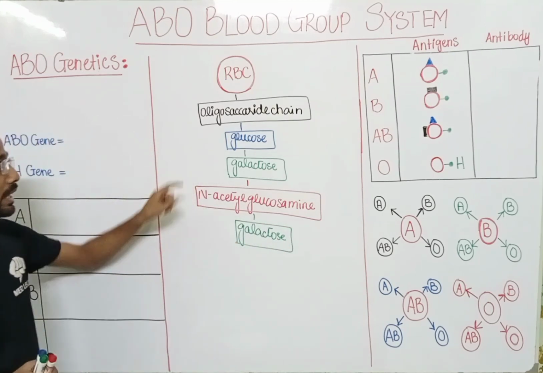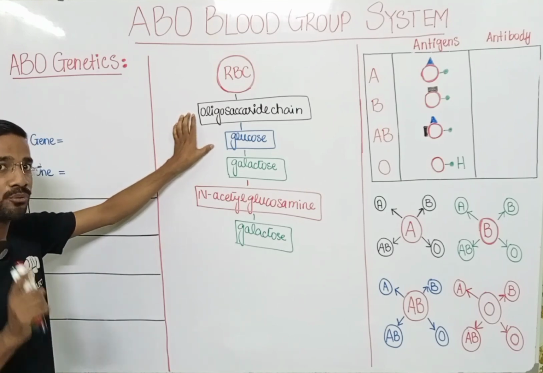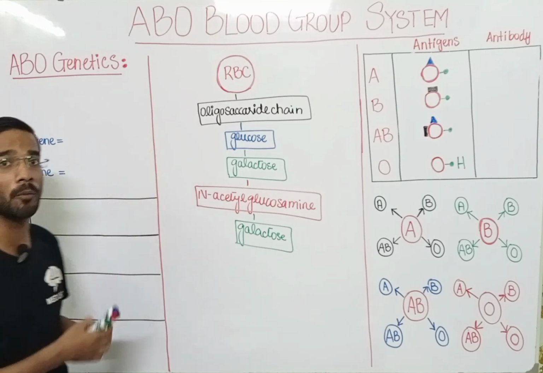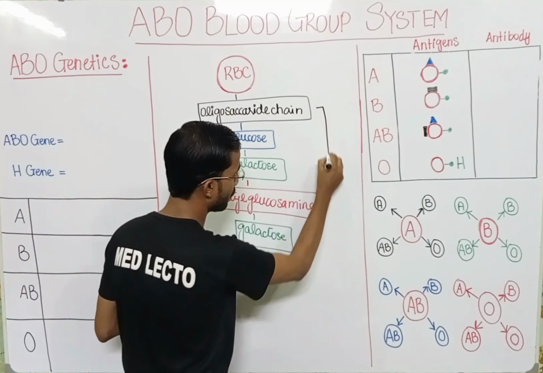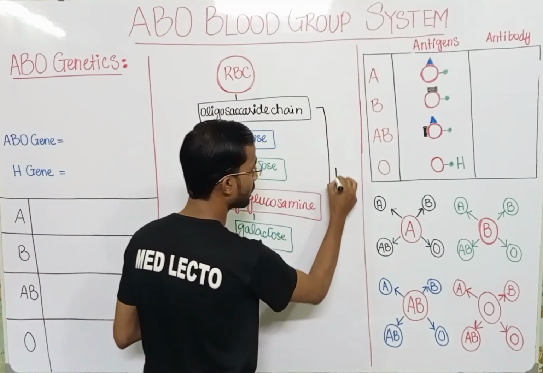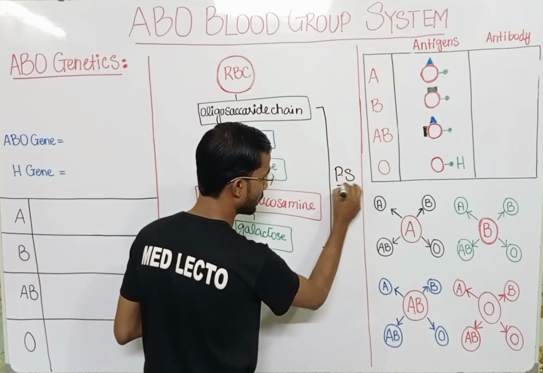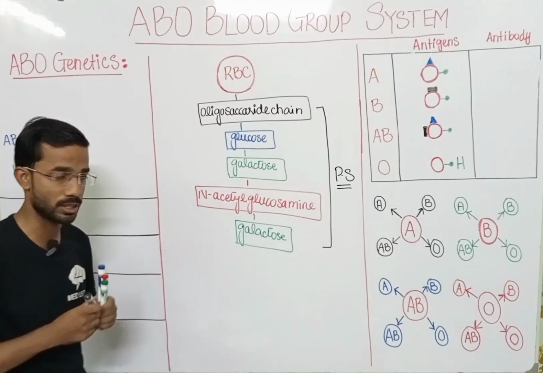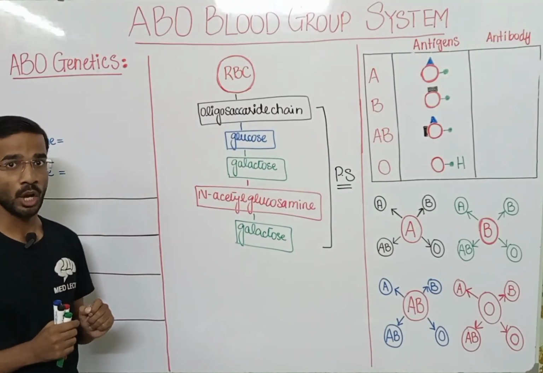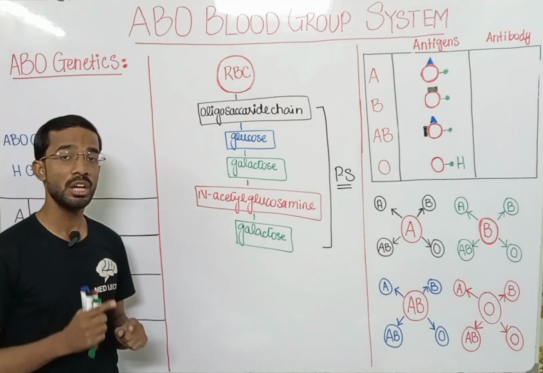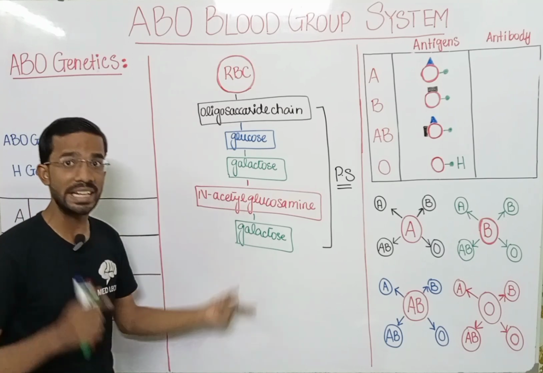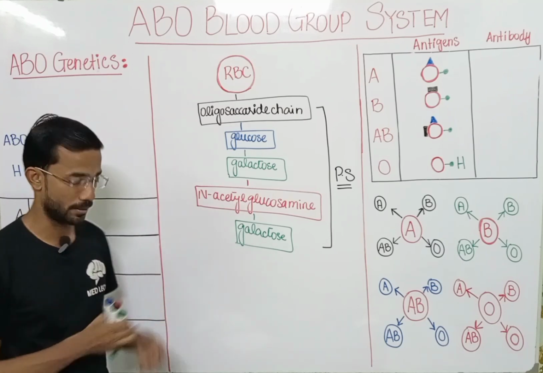Up till here, these five molecules form the precursor substance. This is actually called the precursor. After that, you will see the attachment of the fucose. When we add fucose to the galactose, then it will become the H antigen.